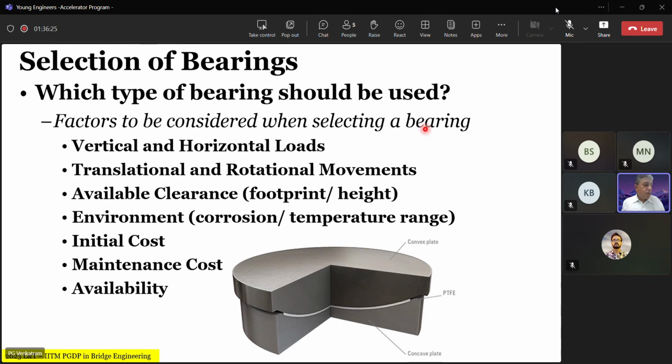Okay. Now, which type of bearing should be used? So the factors when you consider selecting a bearing: you will look at the vertical and horizontal load. You look at the translational and rotational movement. You look at the available clearance or the footprint and the height that is available. You look at the environment, corrosion, temperature range, etc. You look at the initial cost. You look at the maintenance cost, and you look at the availability in your region. Taking care of all these things, you will choose what type of bearing to use.